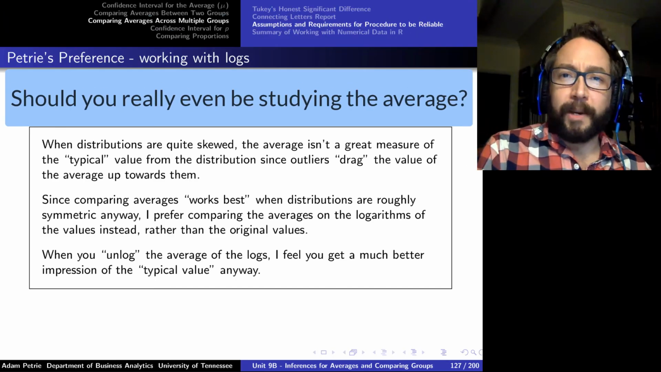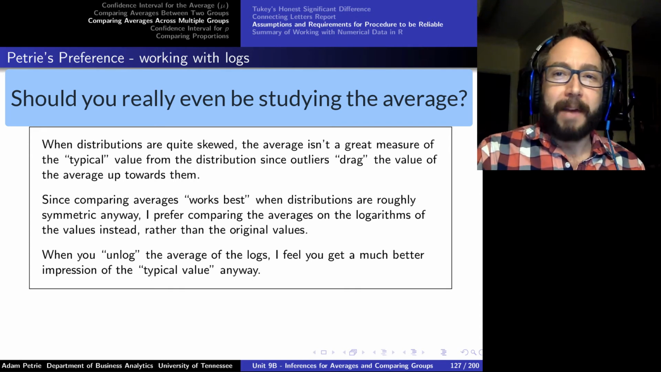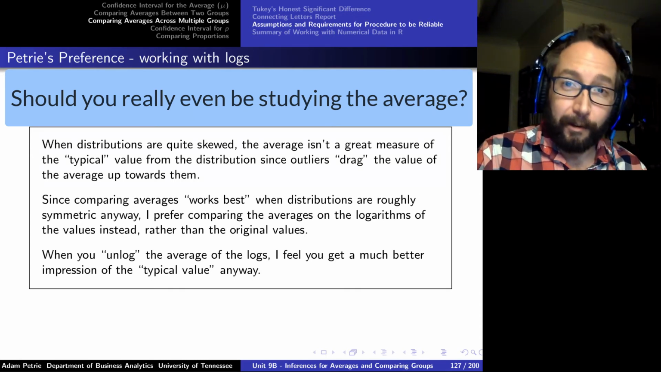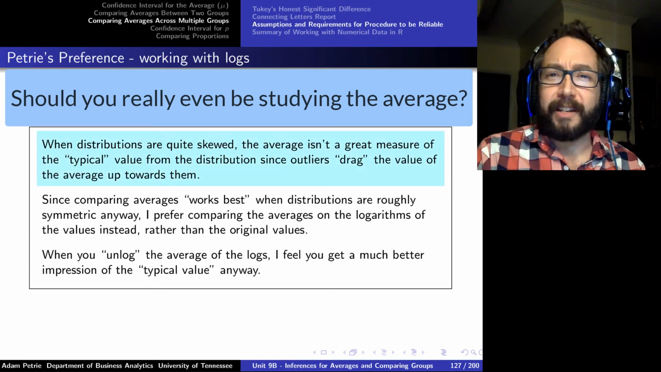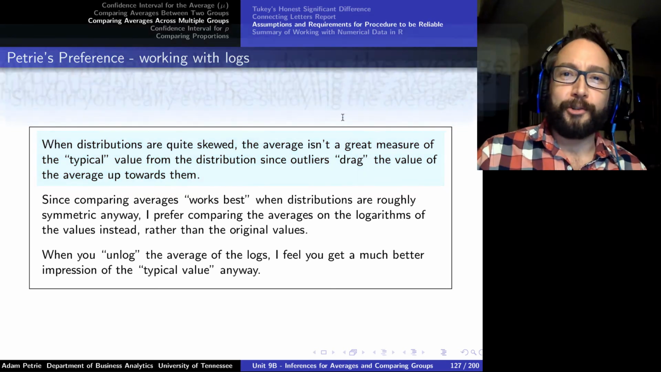Now, one thing you're going to want to keep in mind, especially in business analytics, is whether or not you should actually be analyzing the average of the probability distribution at all. Because sometimes the average isn't really the most representative value that you might see in that distribution.